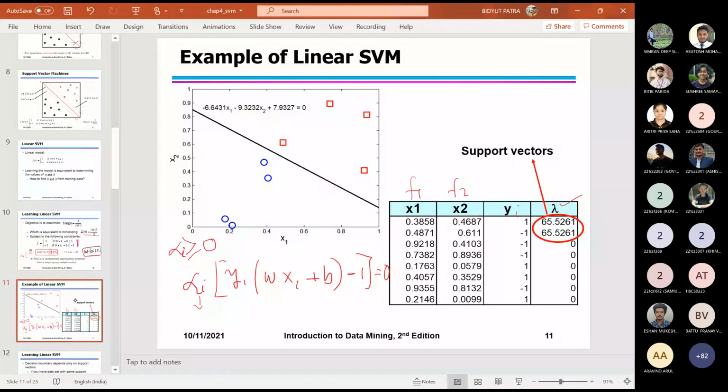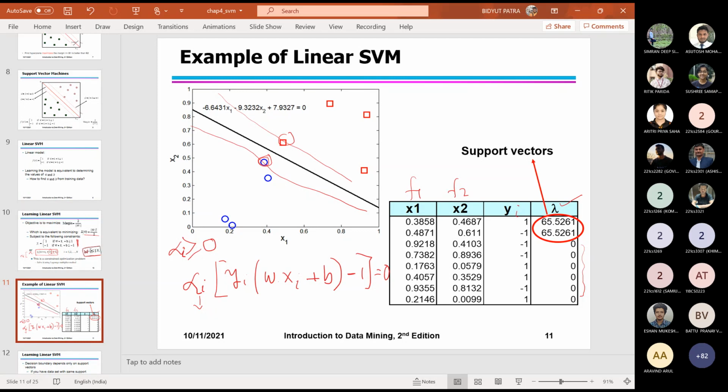And it is found that in most of the cases this value is 0, whereas the vectors or the points which are on the decision line, like this one, those points are called the support vectors, and for those actually the Lagrangian value is non-zero.